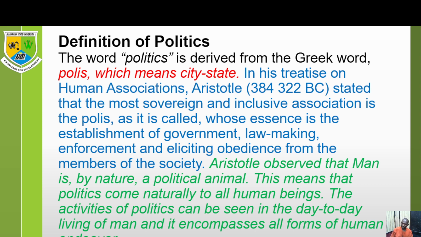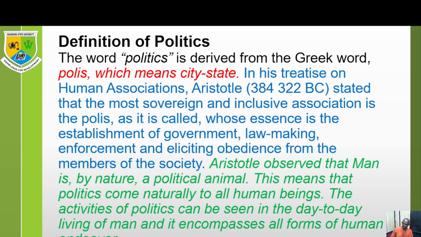Students, it is very important for you to know this because, when two parties are disagreeing, it makes it very easy for people not to decide who becomes the next leader. So, in that respect, people were given the opportunity to vote for the leader of their choice. So, that's why to the Greek people, they see it as what? The polis, it is called, whose essence is the establishment of government, lawmaking, enforcement, and eliciting obedience from the members of the society.